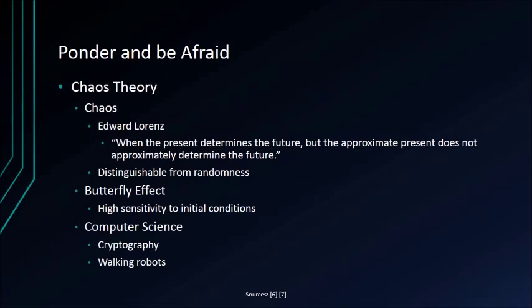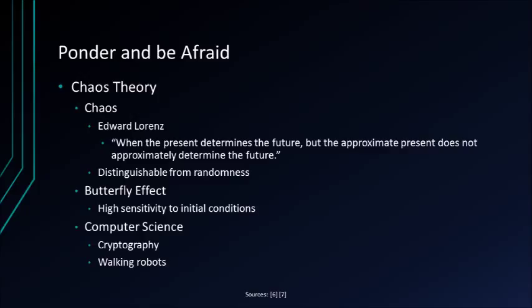So let's get into chaos theory for a little bit. First, we're going to define chaos. Edward Lorenz provides a fantastic definition quoted below from the Wikipedia page. He says, chaos is when the present determines the future, but the approximate present does not approximately determine the future. It should be noted that chaos is distinguishable from randomness.